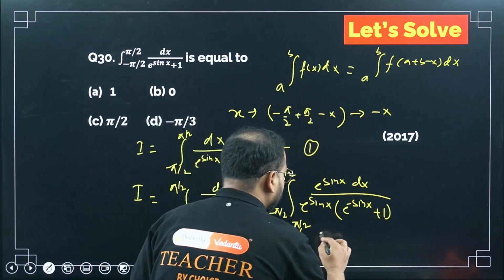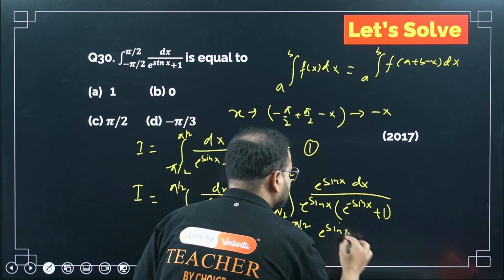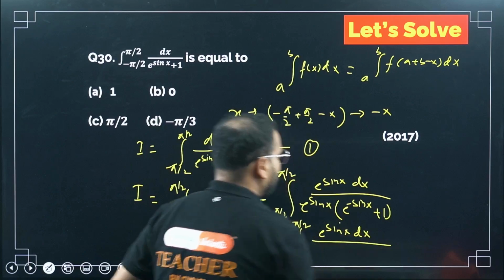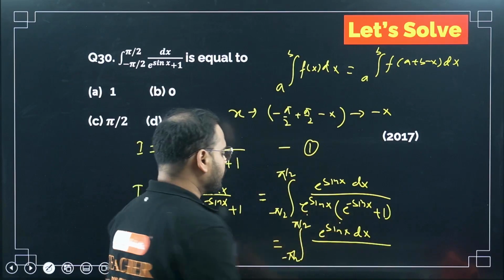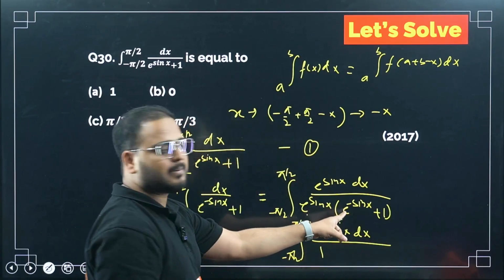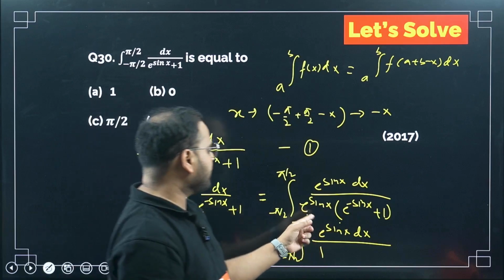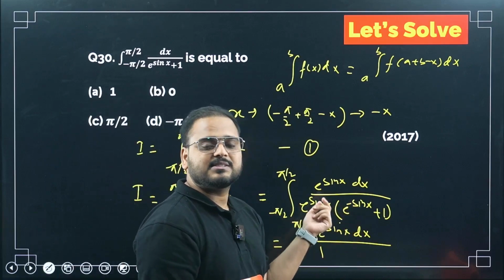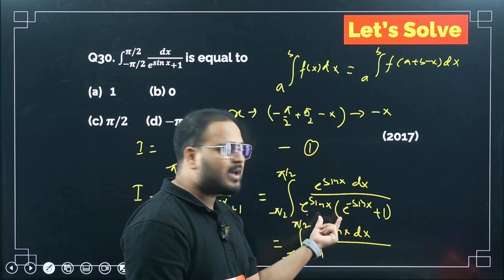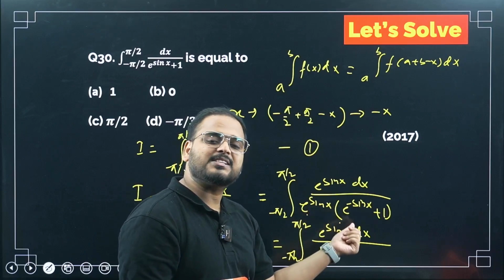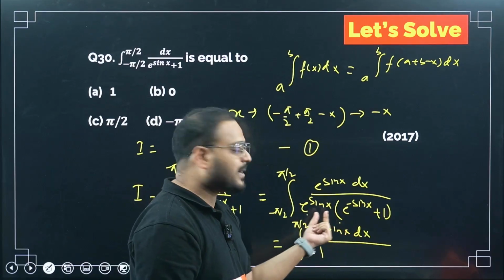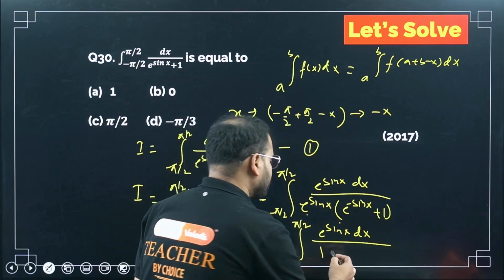So this will remain same, numerator e power sin x dx. Over here, this you multiply with this will become what? 1, no? Because e power sin x multiplied with e power sin x, e power sin x multiplied with e power minus sin x will become what? E power sin x minus sin x. Same base, add the exponent. Sin x minus sin x is how much? 0. So e power 0 will be 1. So that's why it is 1.